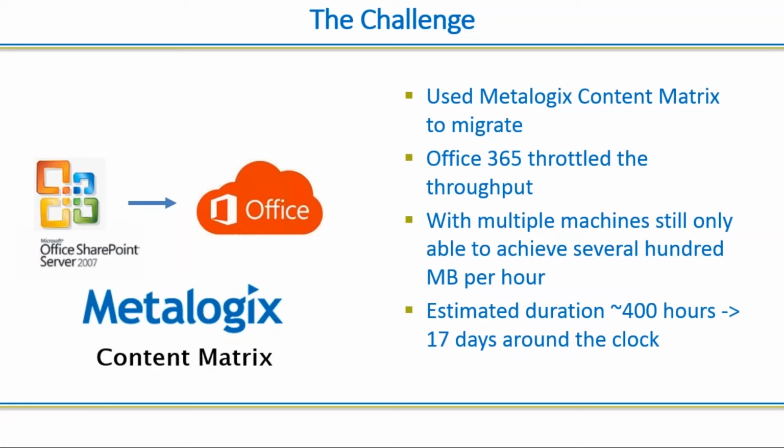One of the mitigations was we can spin up multiple machines, but even at that point we could still only get several hundred meg per hour. I mean, you should be able to get upwards of close to a gig an hour, is what I've seen written as an upper limit on that. We never got quite that far. So for that 400 gig, even at the 1 gig level, if we could get there, we're looking at 400 hours, which is 17 days running around the clock. And the reality is that we're going to get something less than that.